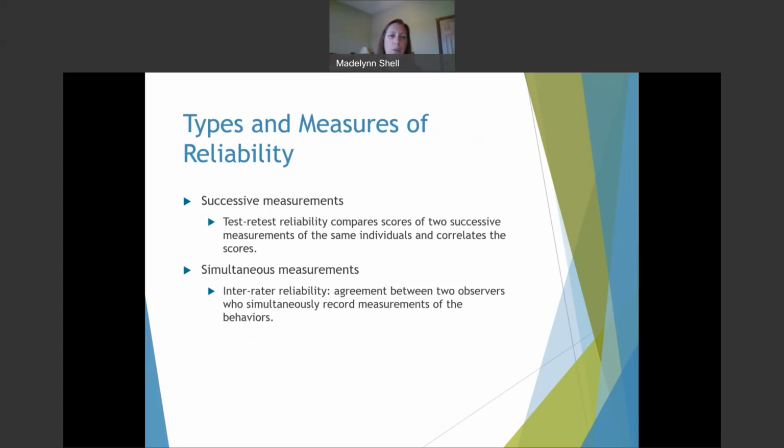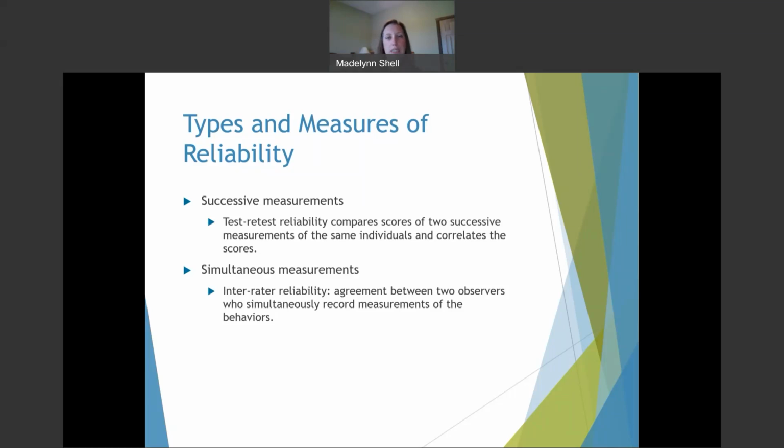So there's a couple of different ways that we can measure reliability. One is through successive measurement. So the idea here is that we give the test twice at 2 different times. So this is sometimes called retest reliability. You give the exact same questionnaires to a large sample 2 different times, and you want kind of the same relative position in the group.